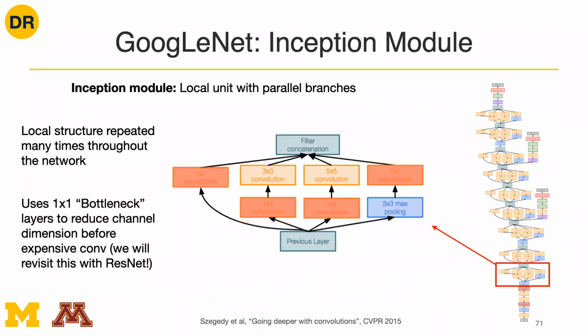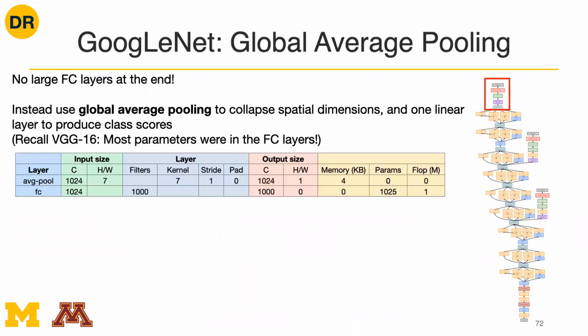And they also call this 1x1 convolution a bottleneck. We'll see that when we come to ResNet in the next lecture. Okay, so the other thing that was different from the previous architectures that came before GoogleNet was this global average pooling that happens towards the end. So they're trying to remove multiple fully connected layers with this global average pooling.